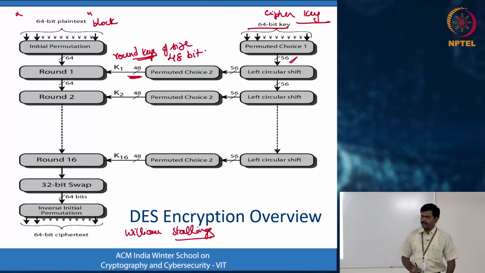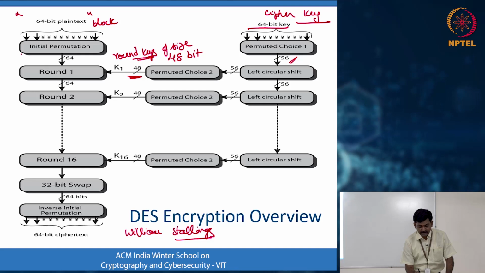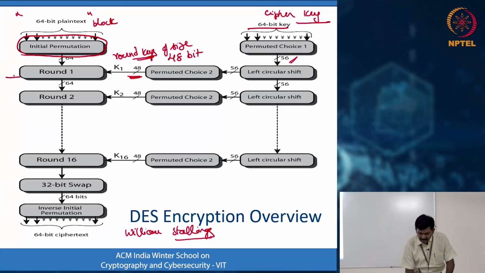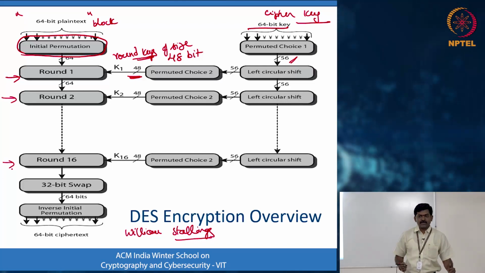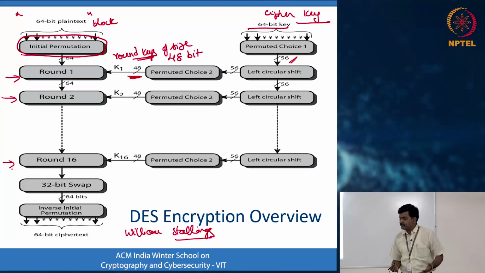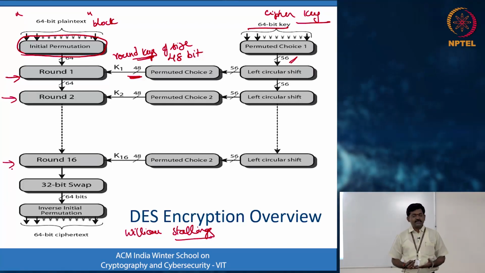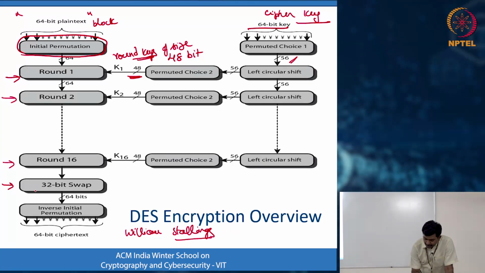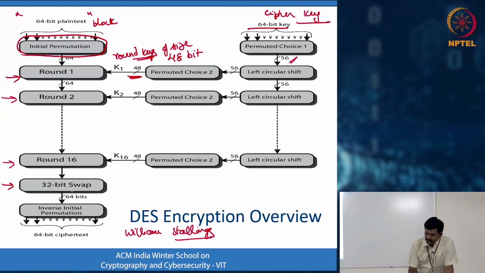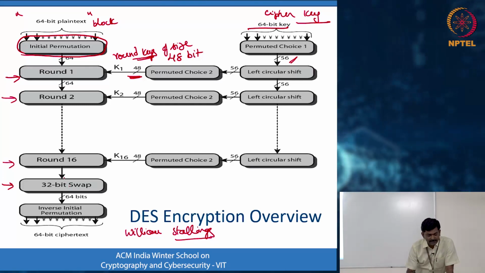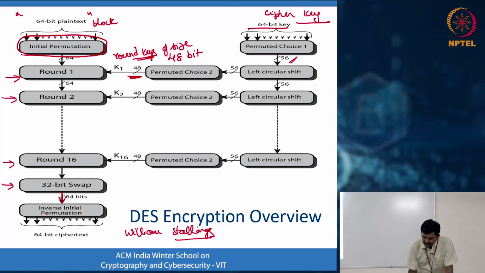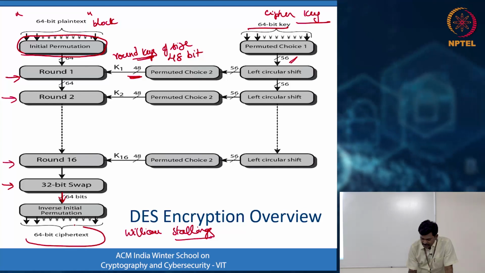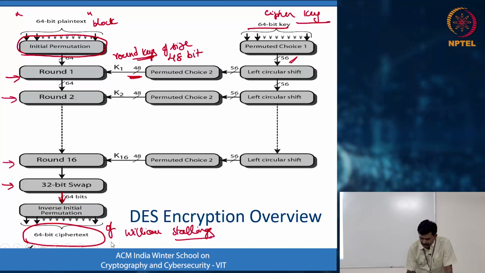On the plain text side, what did you do? Take the plain text, perform the initial permutation, then it enters the rounds. Round 1, round 2, so on, round 16. Every round produces text of size 64, because your block size is 64. So finally, after the 16th round, you perform a 32-bit swap operation. What is meant by a 32-bit swap operation? Whatever the round 16 output is, the right half of 32 bits comes to the left and the left goes to the right. That is the swap. Then after doing it, you do the inverse initial permutation, which produces the 64-bit cipher text of your 64-bit plain text.